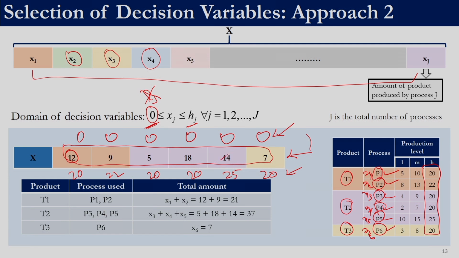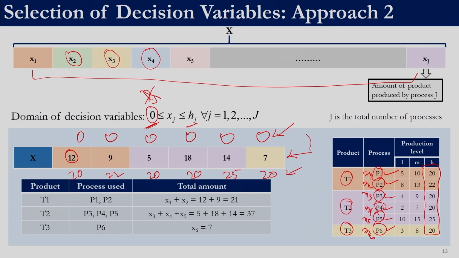So, let us say instead of 14 this had been 0. Which means we are using P1, P2 to produce product 1, we are using P3, P4 to produce product 2, we are using P6 to produce product 3, and P5 is not used, had it been 0.